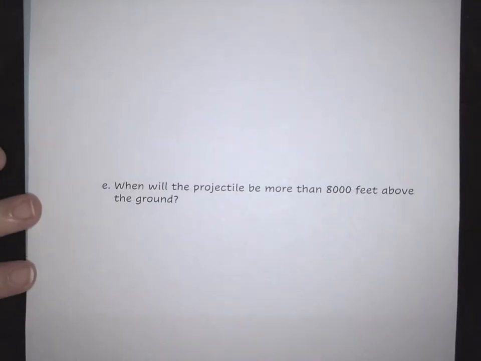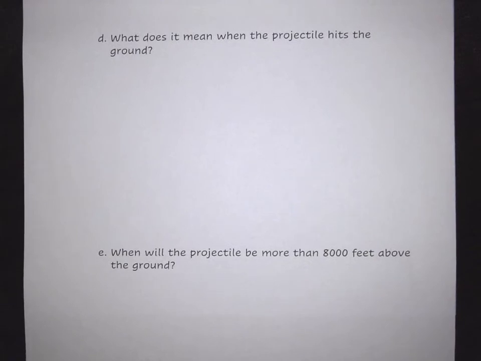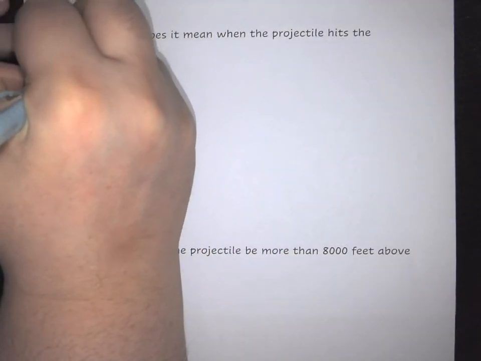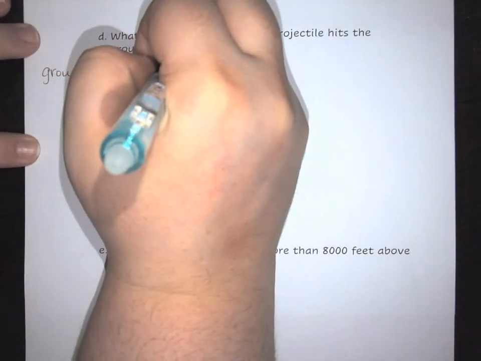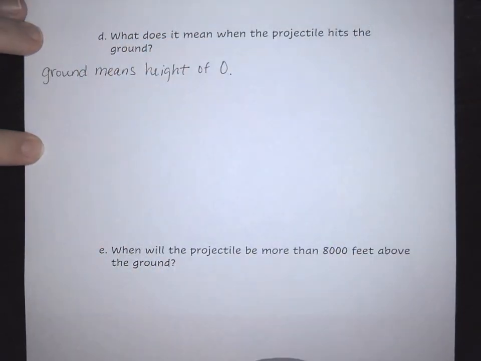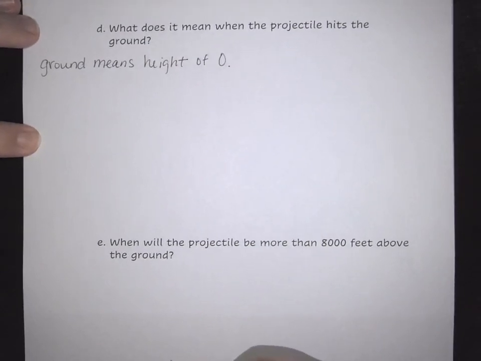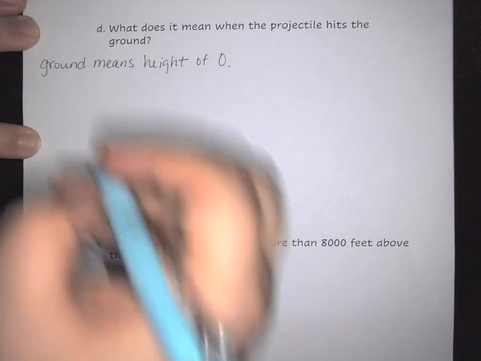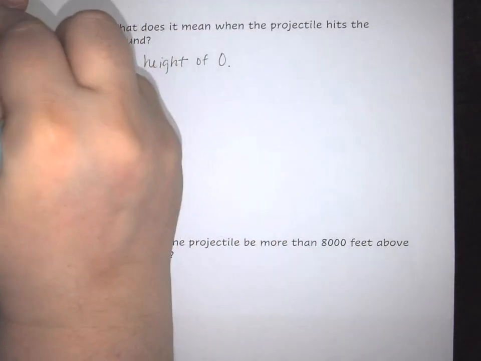Now, a couple other questions that you could be asked is, what does it mean when the projectile hits the ground? And so there's a couple ways that you could answer that. First, one of the things we have to recognize is that ground means that you have a height of 0. And so you could take a look at what does it mean when you have a height of 0.